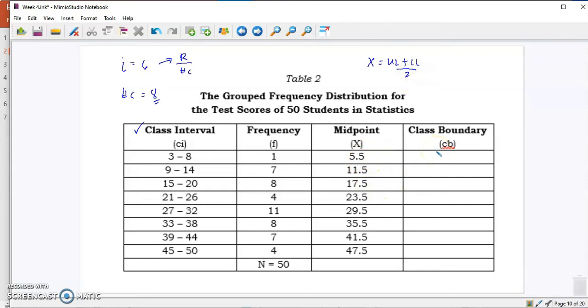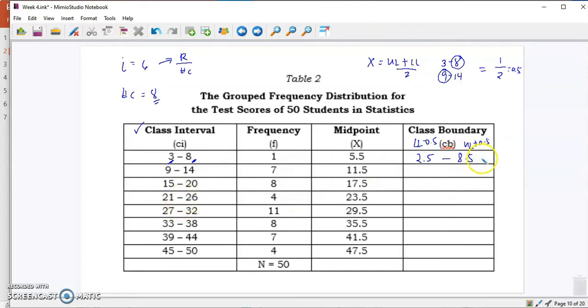Now, the class boundary. Notice that when we have 3 to 8 and 9 to 14, there's actually a gap of one unit from 8 to 9, correct? That means the gap would be 1. We need to get halfway of that, so we divide by 2, so it's 0.5. To remedy the gap and get the class boundary, we subtract 0.5 from the lower limit and add 0.5 to the upper limit. That means the class boundaries would be 3 minus 0.5, which is 2.5, and the upper limit 8 plus 0.5, which is 8.5.